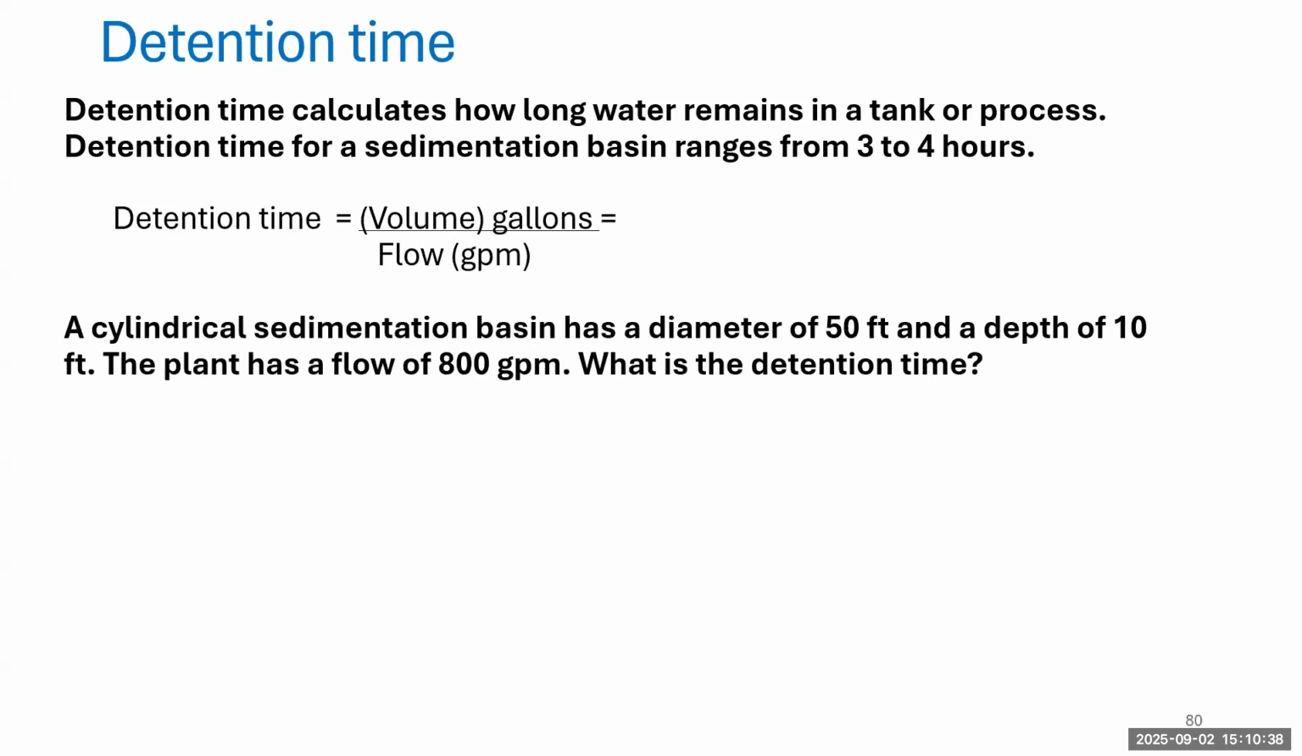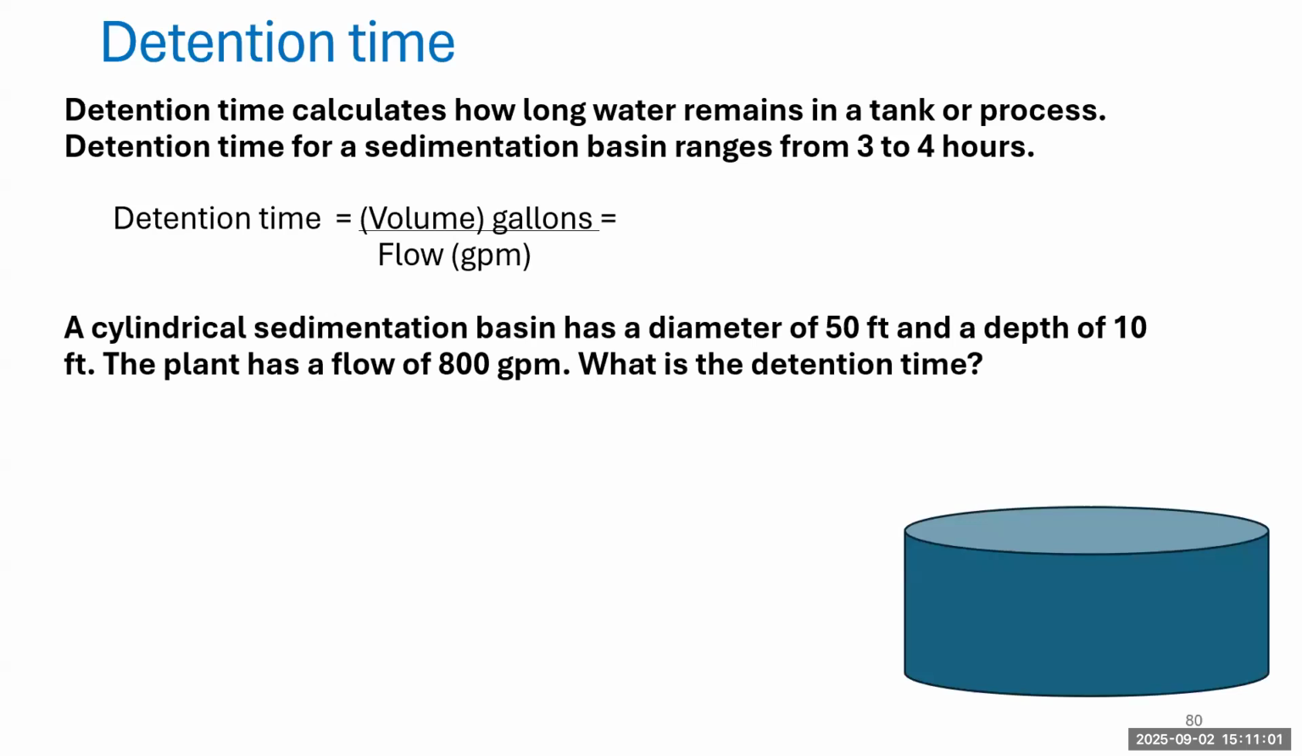And here's an example. We have a basin. It has a diameter of 50 foot. It's a cylindrical basin with a depth of 10 foot. And the plant has a flow of 800 gallons per minute. What's the detention time? We're going to use the diameter times 0.785 version of the equation again. I'll draw a picture here. Here's our tank again, the same diameter tank.